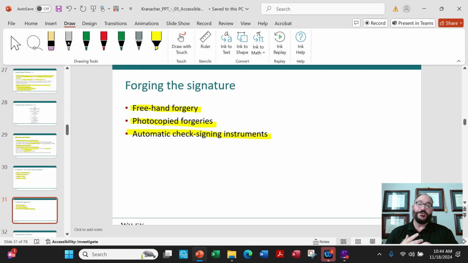Now, how do you get the signature? Well, you can do freehand forgery. I've seen people do it that are very good. You can get photocopy forgeries. They actually have check signing instruments. I'm sure you've seen the checks where it's got this stamp looking thing on it. So it's definitely possible to do.